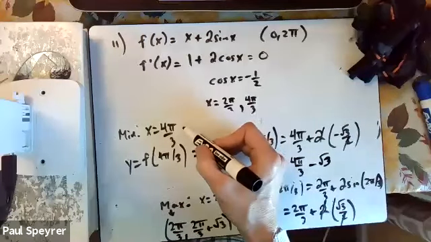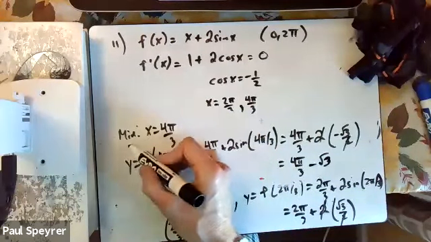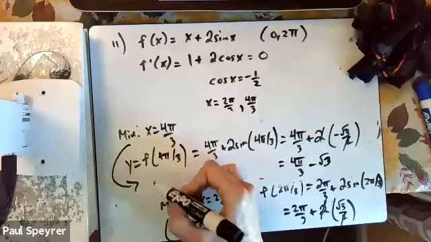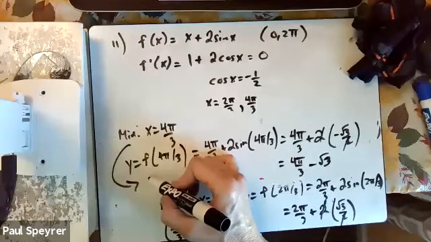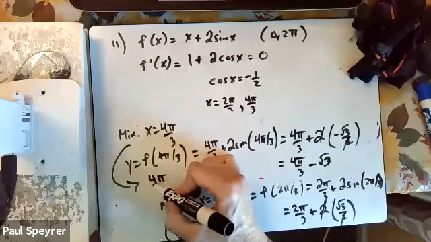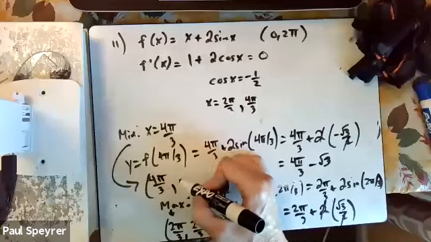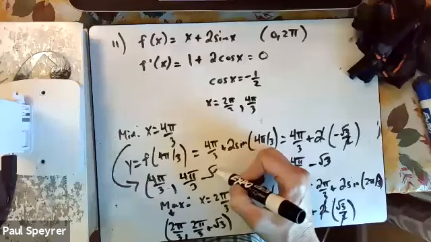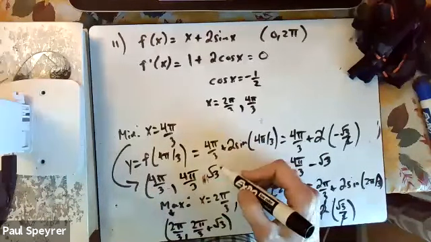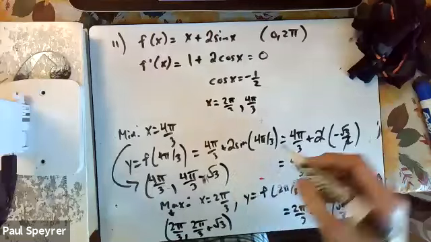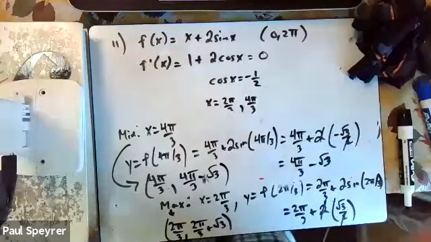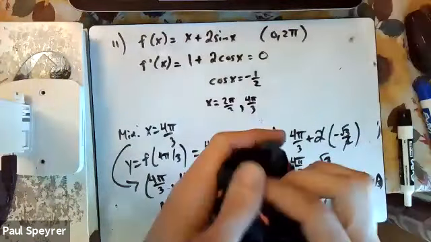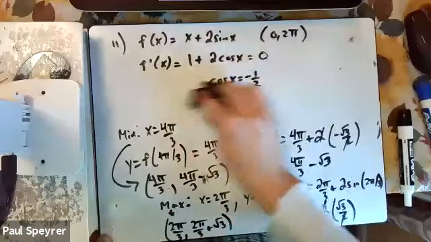As a point though, right? As a point, that's going to be 4 pi over 3, comma, 4 pi over 3 minus root 3. So that's just the local extreme and increasing and decreasing. We still need to do concavity, right?